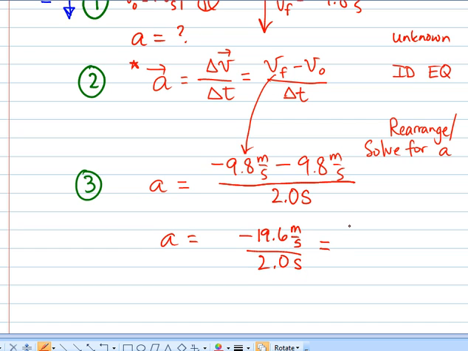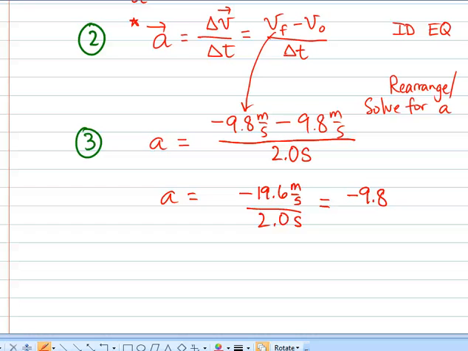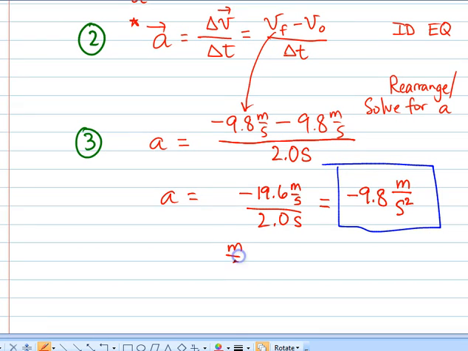And now we can find our final answer. Okay, so negative 9.8. And what are the units? Well, don't be tempted to cancel out the seconds. They don't cancel out. Because we have acceleration, it's going to be meters per second squared. So that will be our final answer. And one thing that we can do to see this is, if you take meters per second and divide by seconds, that's meters per second times 1 over seconds. So that tells us meters per second squared.